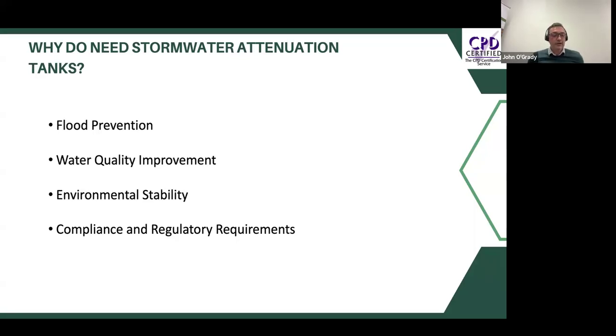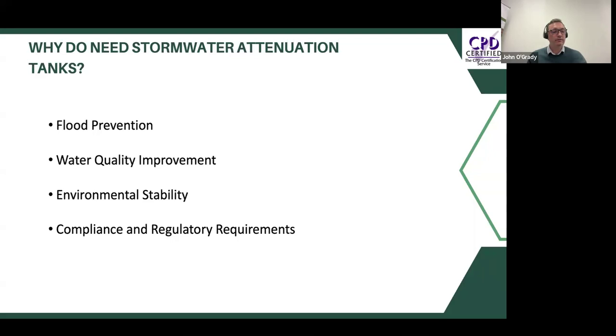In terms of the environment, the stormwater attenuation tank can contribute to broader environmental sustainability efforts. If it's managed effectively, tanks can help restore natural hydrology of areas and allow ecosystems to thrive and promote biodiversity, where they can be integrated into green infrastructure such as parks, things like that. So that is a benefit.